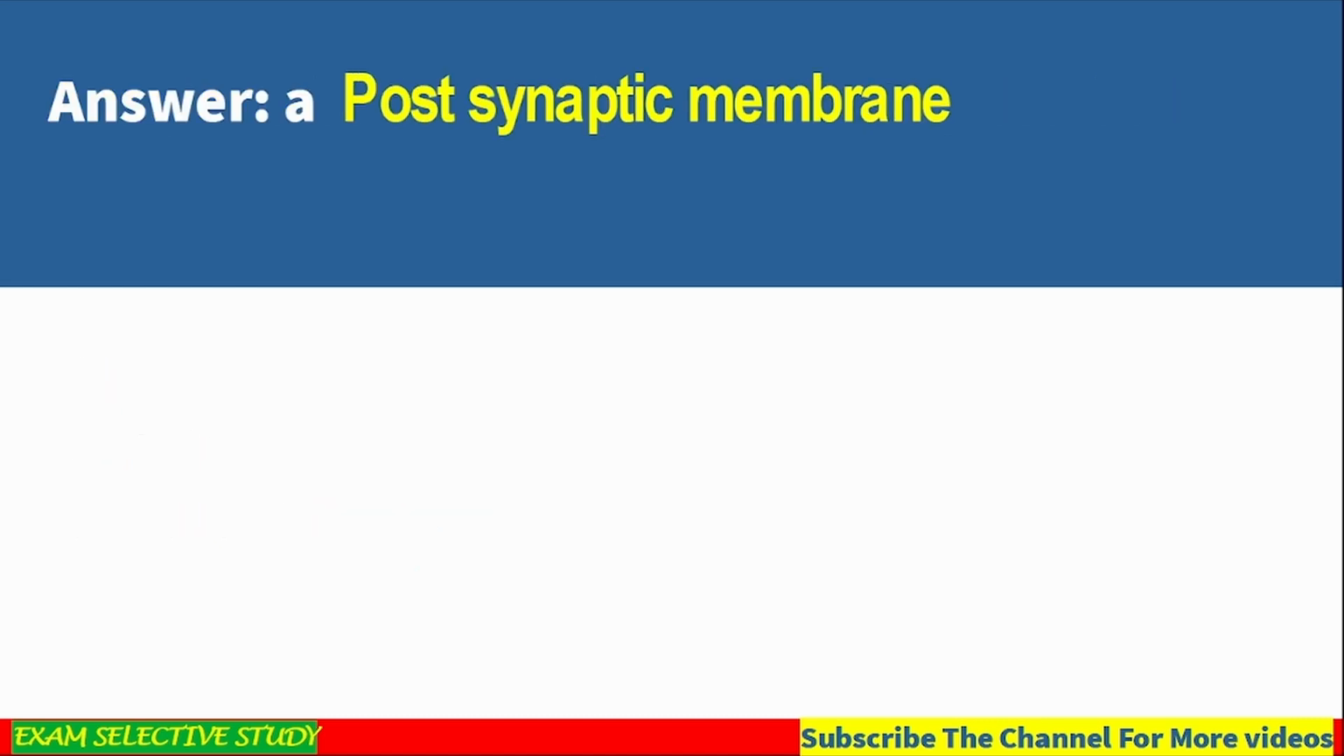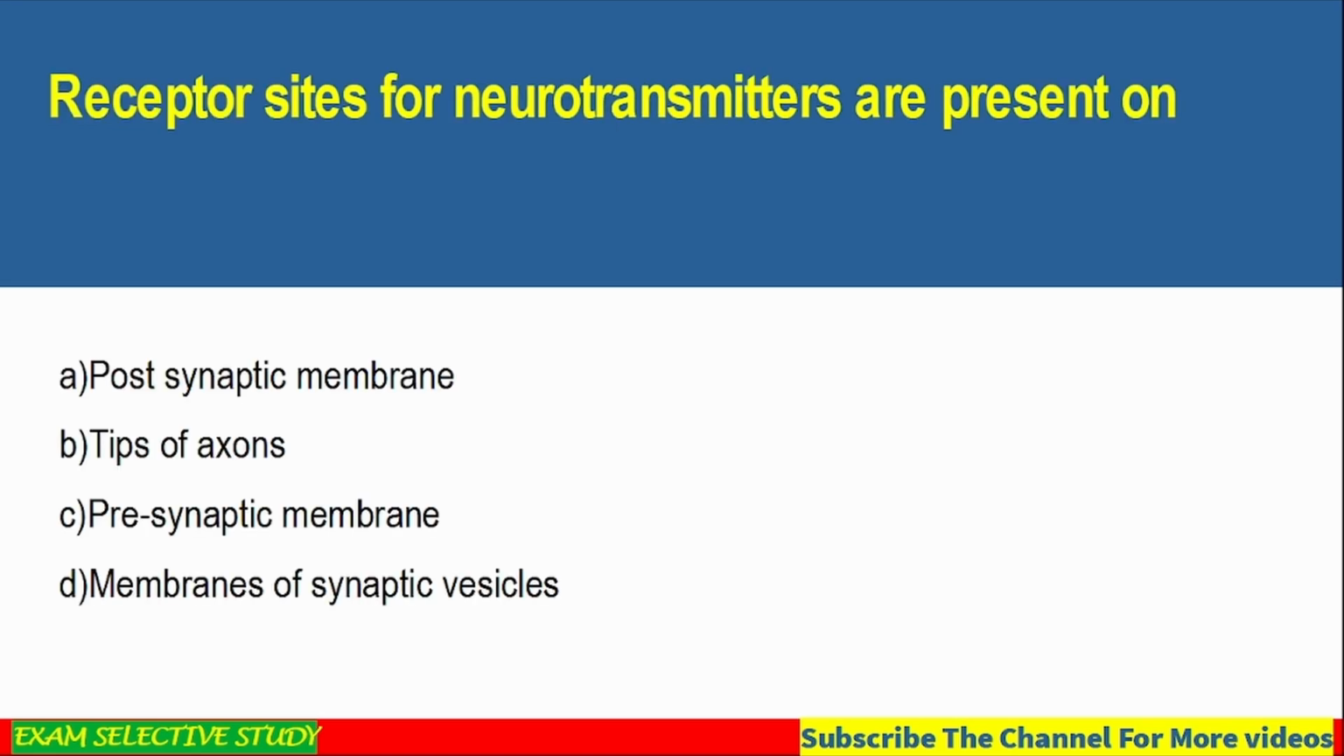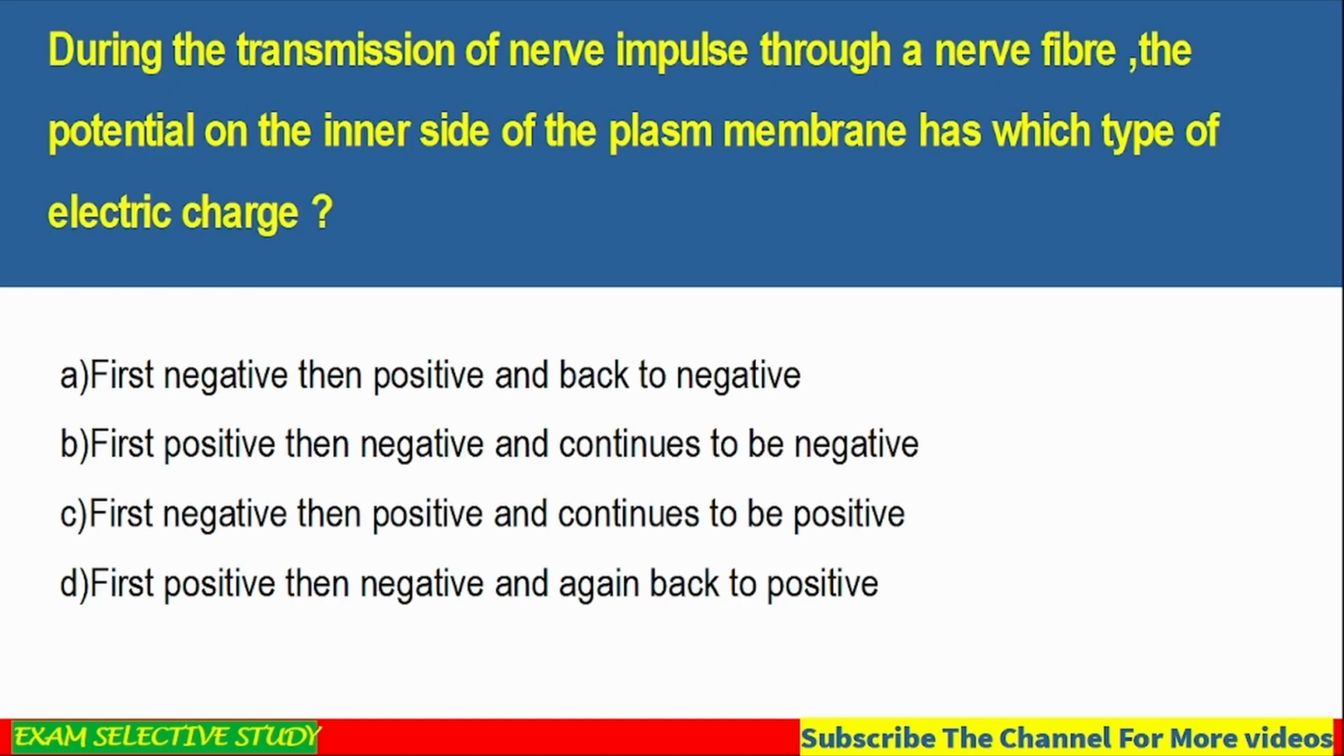Answer. Postsynaptic membrane. Receptor sites for neurotransmitters are present on the postsynaptic membrane. അടുത്ത ചോദ്യം. During the transmission of nerve impulse through a nerve fiber, the potential on the inner side of the plasma membrane has which type of electric charge?